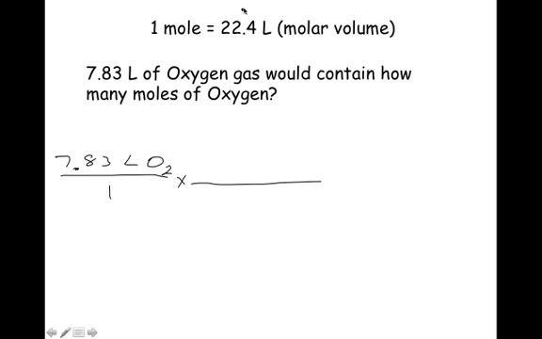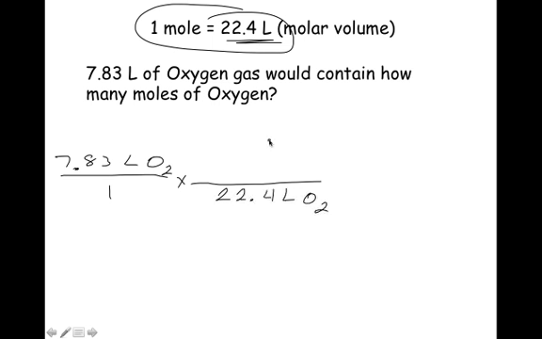And then we're going to use our equality here. And which one of these will go on the bottom? Since we have liters on top, we'll put the liters on bottom. 22.4 liters of oxygen. And we're going to put the 1 mole of oxygen on the top. Plug it into your calculator, and you should get 0.350 moles of oxygen. Okay, so hopefully you got that as an answer when you practice it.